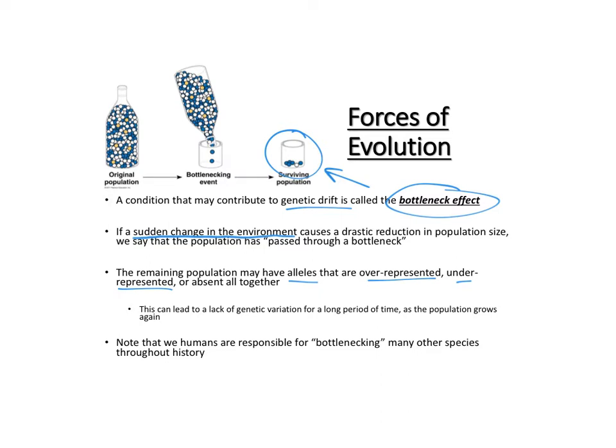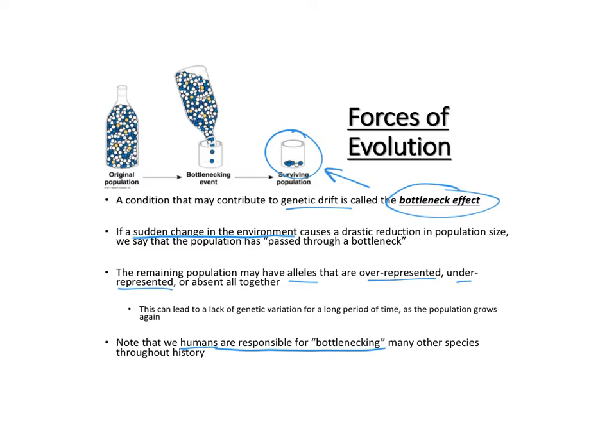Or if we have, again, maybe a rare allele or a disease that survives this change or this impact, maybe that becomes overrepresented in the new population. And the main reason we talk about the bottleneck effect, honestly, is because of the fact that humans are responsible for a lot of bottlenecking, right? When we build a city and we remove a natural habitat, we may very well bottleneck a population.